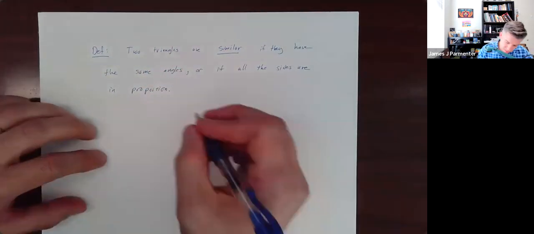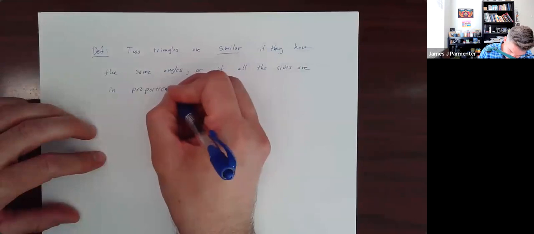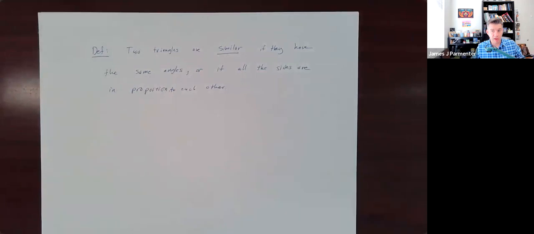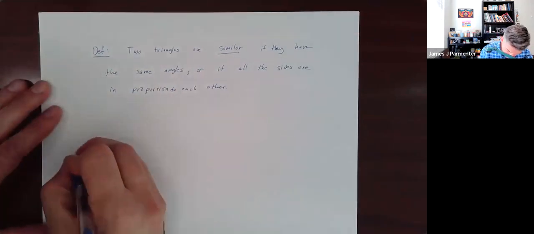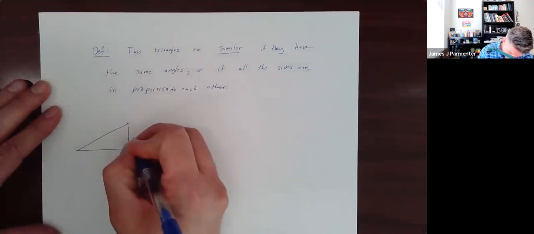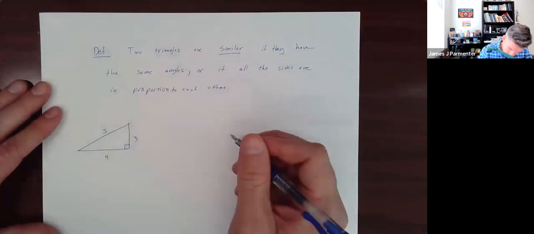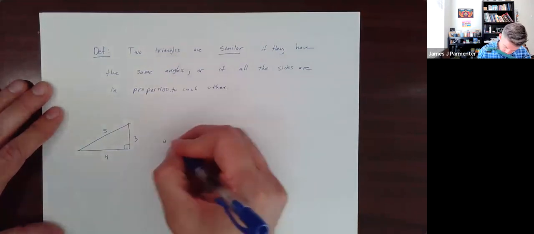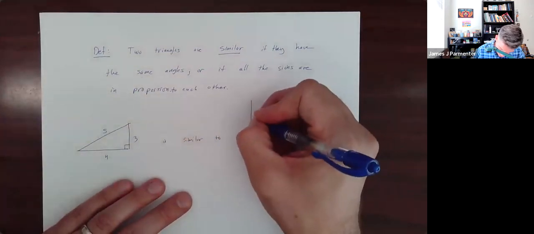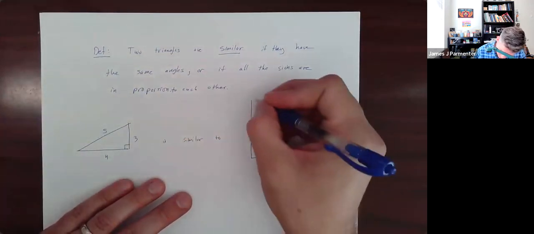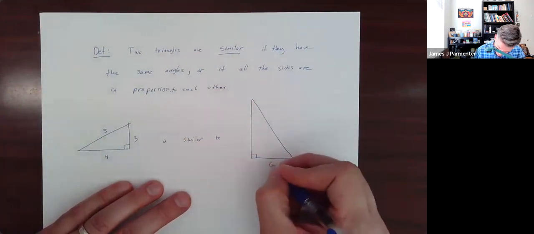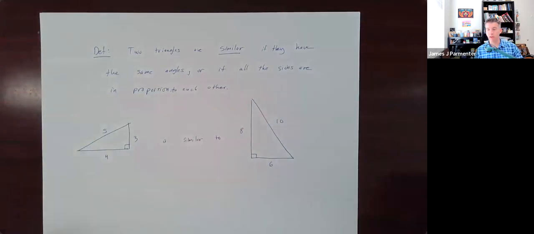So let me give you two examples. I should finish my sentence here: in proportion to each other. So here's one example of a triangle. We already know the 3, 4, 5 triangle. So here's my 3, 4, 5 right triangle. And this is definitely similar to this larger triangle. I'm going to draw it kind of differently. This 6, 8, 10 right triangle.